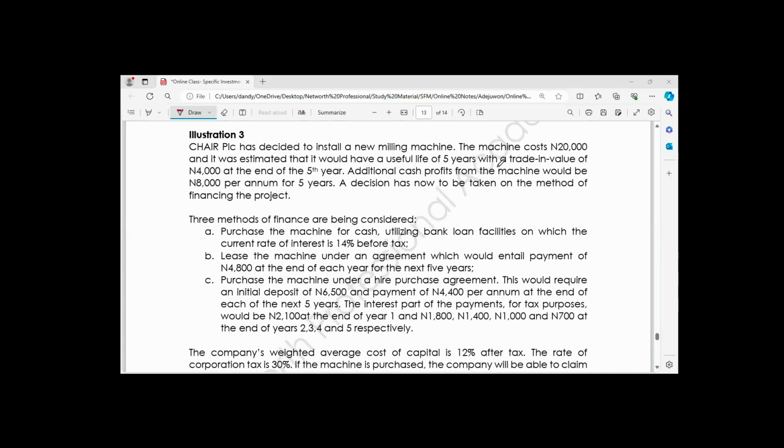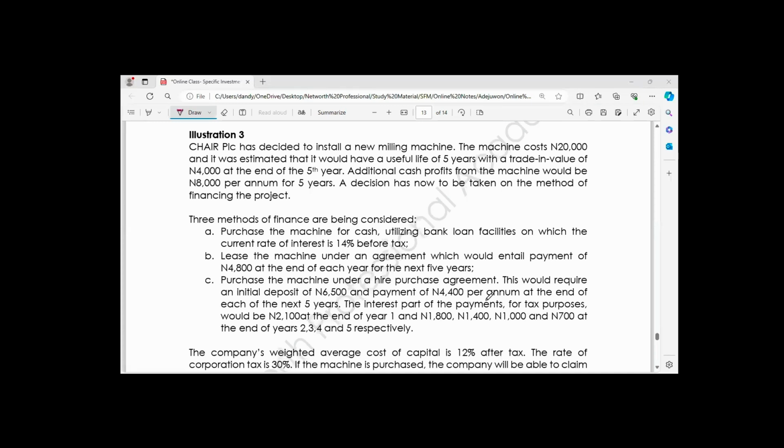All right, sir. Share PLC decided to install a new milling machine. The machine costs 20,000, and it was estimated that it would have a useful life of 5 years, with a trade-in value of 4,000 at the end of the 5th year. Additional cash profits from the machine could be 8,000 per annum for 5 years. A decision has now to be taken on the methods of financing the project. 3 methods of finance are being considered.